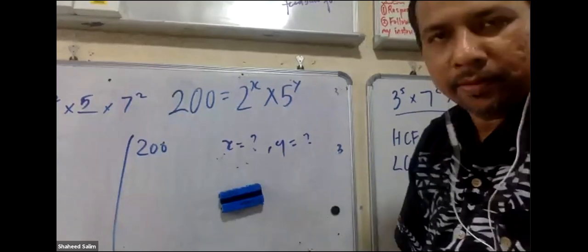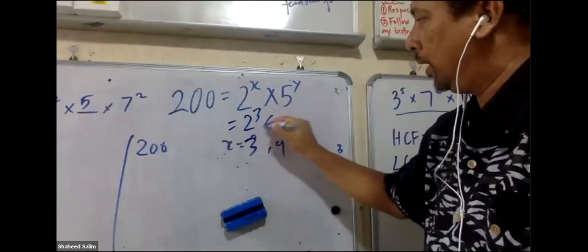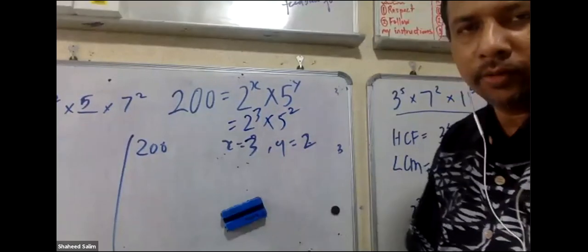Okay. X is 3. Y is 2. Good. So is it like that? 2 to the power 3 times 5 to the power 2? Yes. So now you know how to do this.